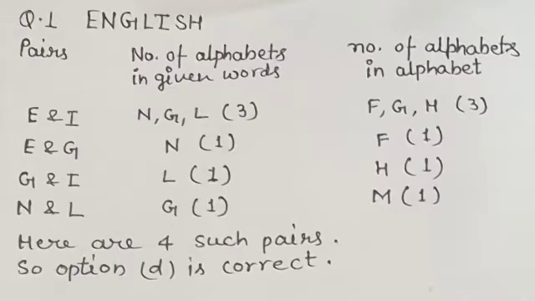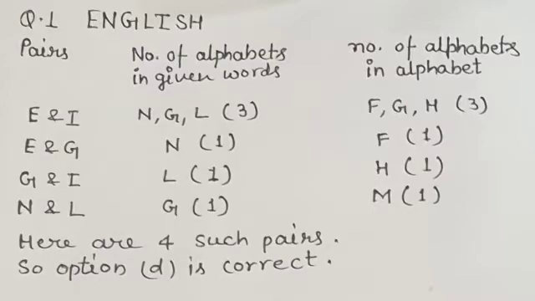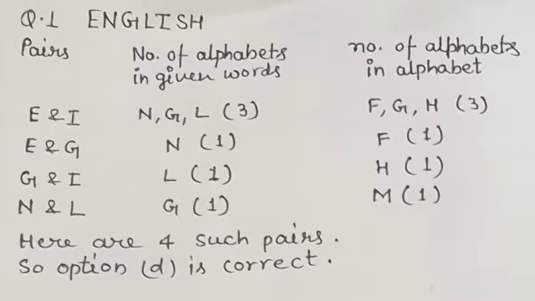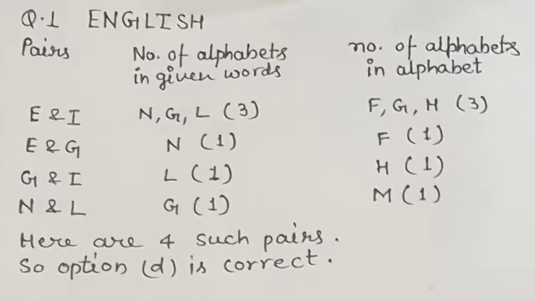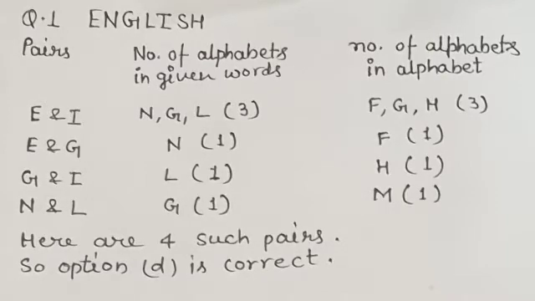You can see on the screen that the first pair is E and I, the second is E and G, the third is G and I, the fourth is N and L. So there are a total of 4 such pairs. Between E and I in this word there are 3 letters, N, G, L, and in the English alphabet F, G, H, that means 3 letters. So there are 4 such pairs, and option D is correct.